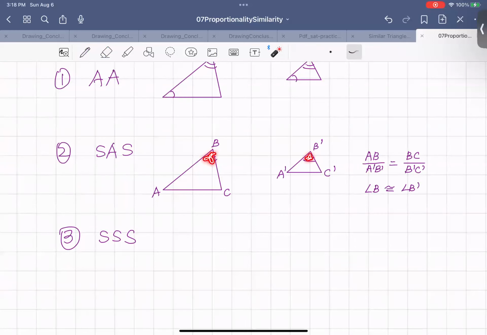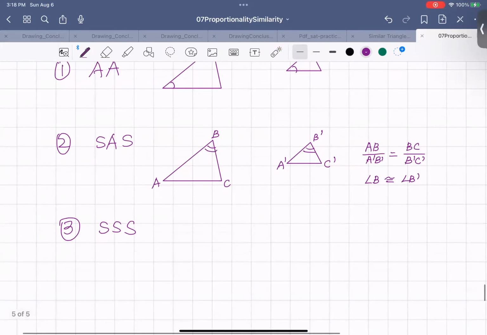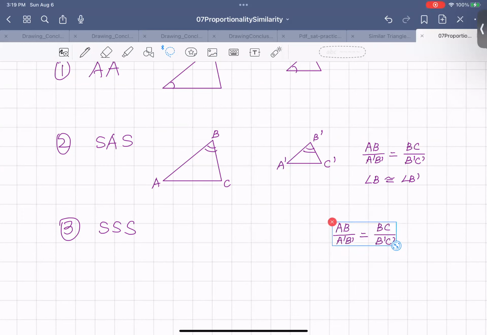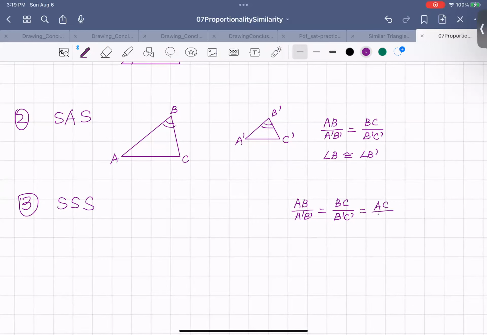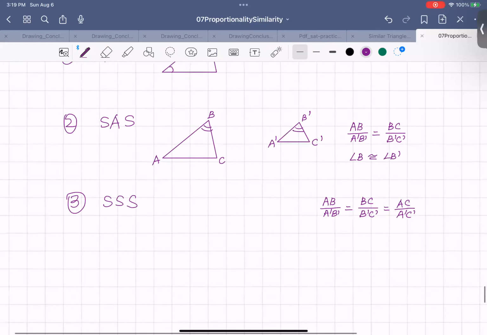If I don't tell you this, but I tell you this, that's not SAS. If this ratio equals that ratio, but I tell you this other angle is equal, you cannot say these 2 triangles are similar, not at all. You have to make sure the angle is between these 2 lines. And then the last one, you will have all the 3 pairs of ratios equal. That's how you can say the 2 triangles are similar. Go ahead, quickly write down this summary, please.